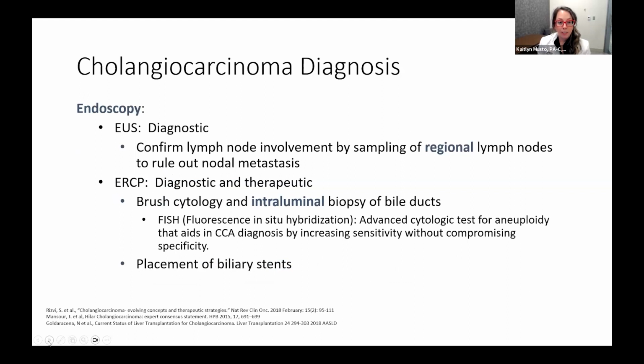So endoscopy is another mainstay of diagnosing cholangiocarcinoma. EUS is used. This is an endoscopic ultrasound to confirm lymph node involvement or to sample regional lymph nodes to rule out metastasis. ERCP, which you may be more familiar with, can be both diagnostic and therapeutic. This is often what is used for the placement of biliary stents and drains or to get bile duct brushings, which can result in the cholangiocarcinoma diagnosis.